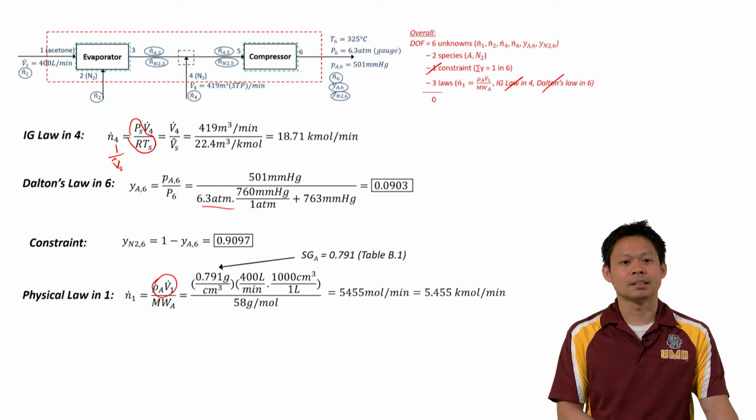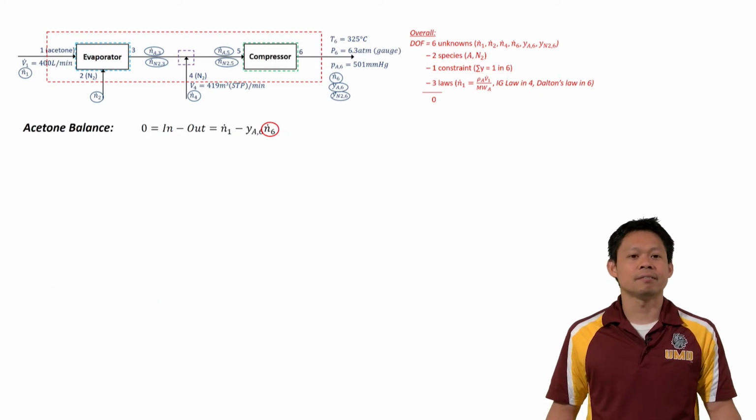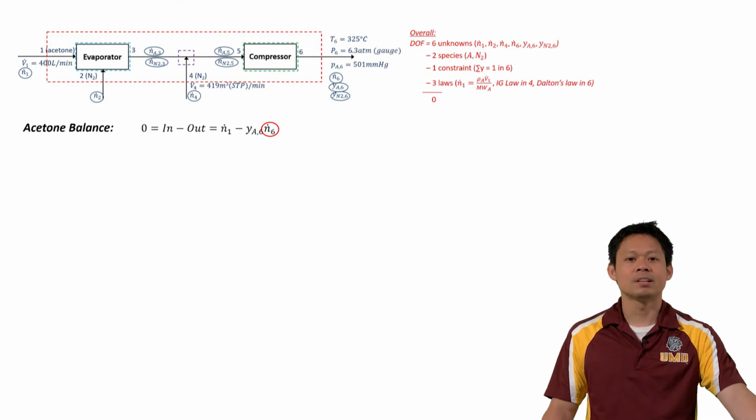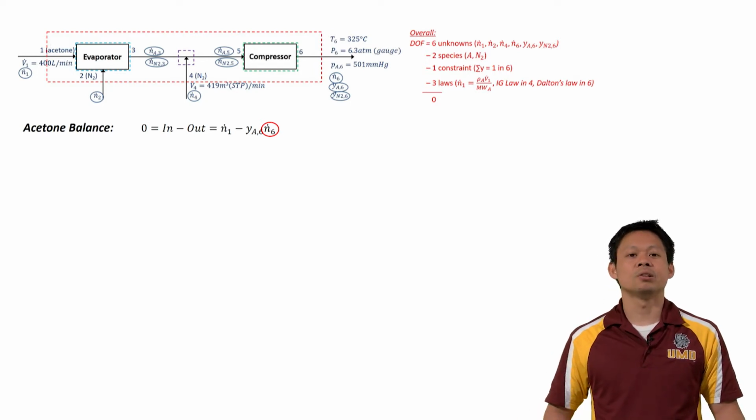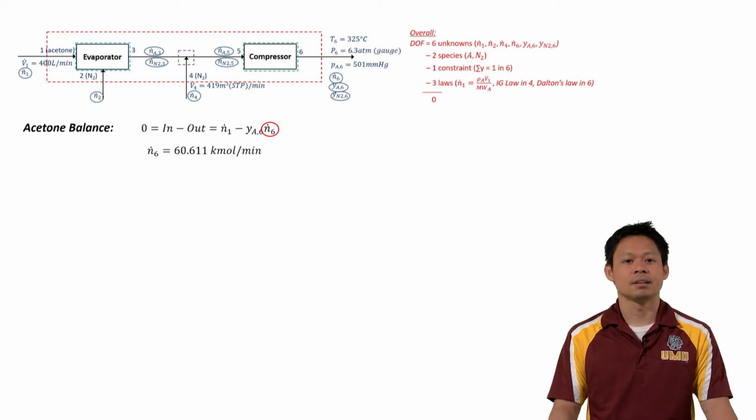All right, we're almost done. We have our two balances left. So let's start with our acetone balance. It's coming in stream 1, it's coming out in stream 6. So it's nice because it's only 2 streams. And the only unknown left in this case is our N6. Put in everything, we can solve for N6.